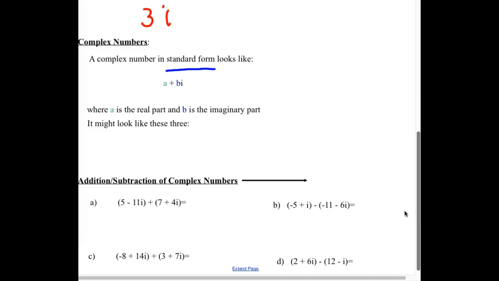Some examples, you might have 4 plus 7i, or maybe negative 2 minus 3i. You could even have just 5i. Right? That's a pure imaginary, but it still falls under the complex numbers. You can think of it as 0 plus 5i if you want to think of the real part and the imaginary part. It's never going to be written that way, but if you need to think of it that way, you can.